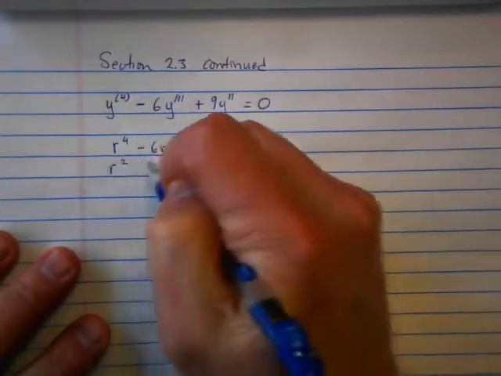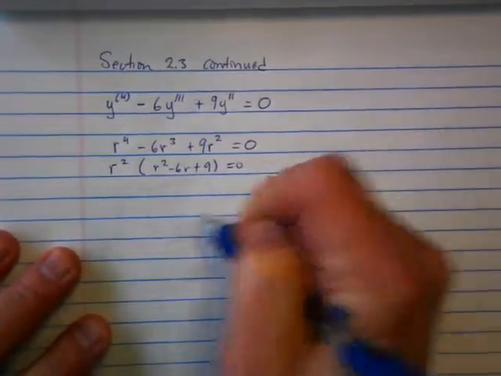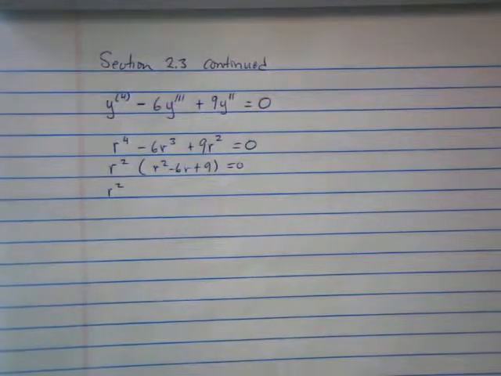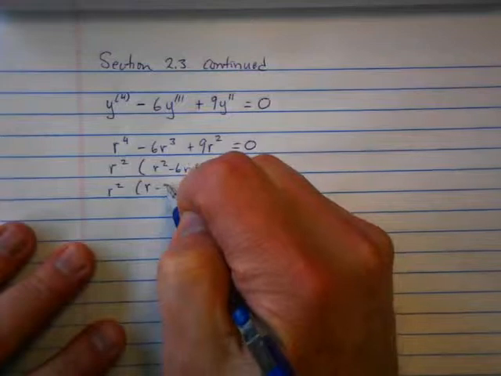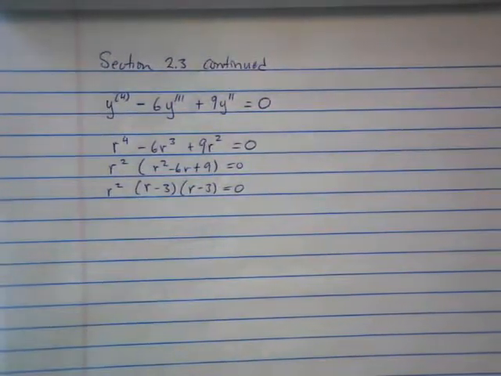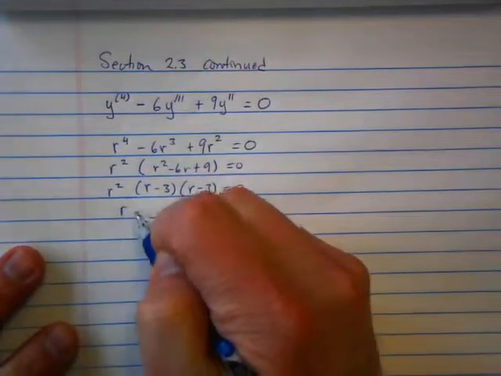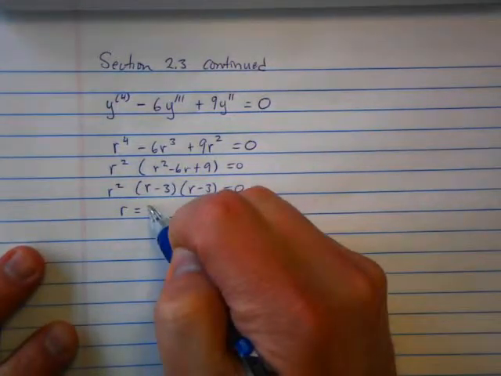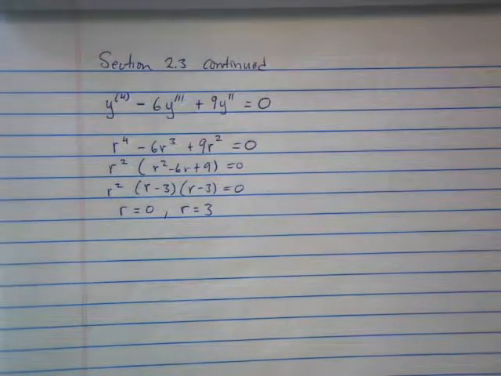So we have an r squared times r squared minus 6r plus 9. Can you factor r squared minus 6r plus 9? Yes, it factors as r minus 3 and r minus 3 again, right? So what are the roots of the characteristic polynomial? r equals 0 and r equals 3. That's it. There's only two roots.